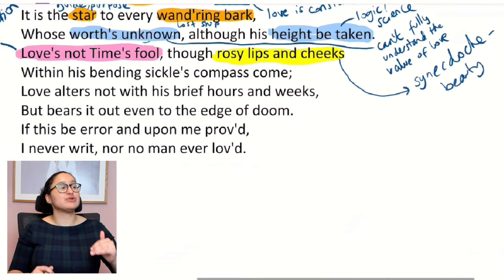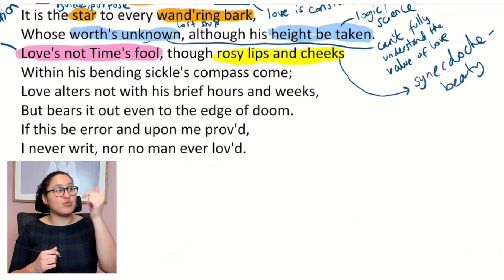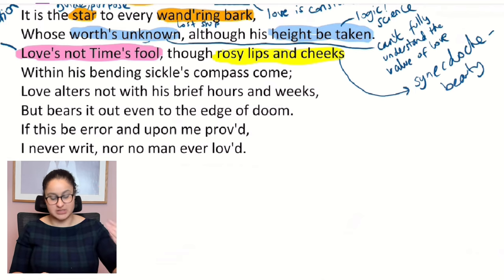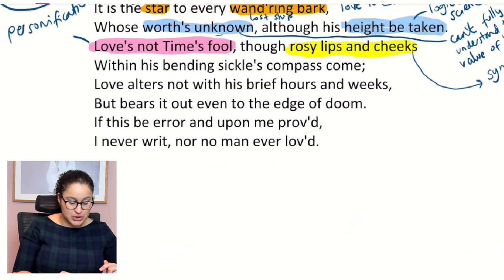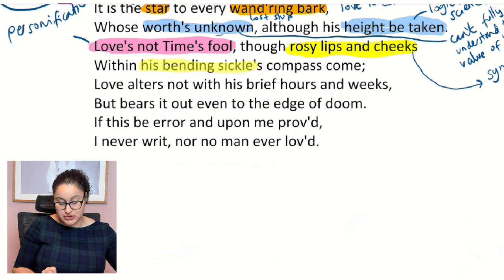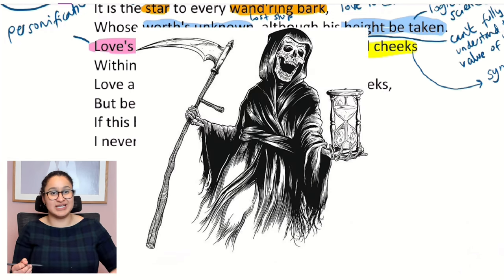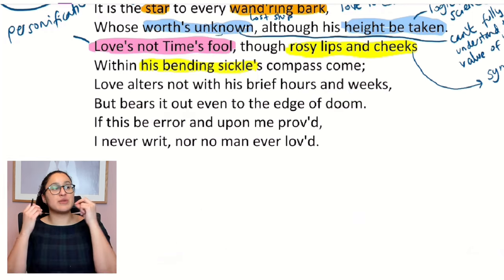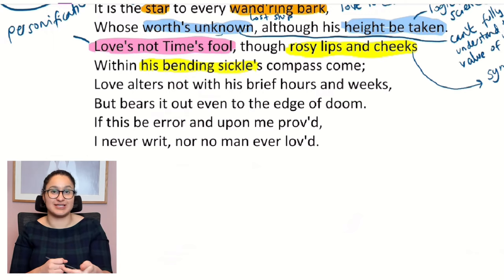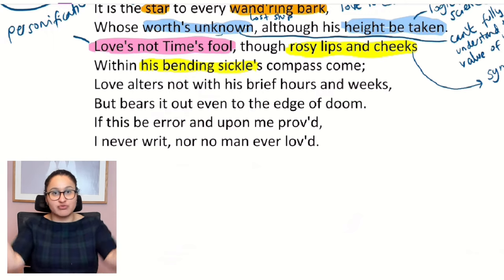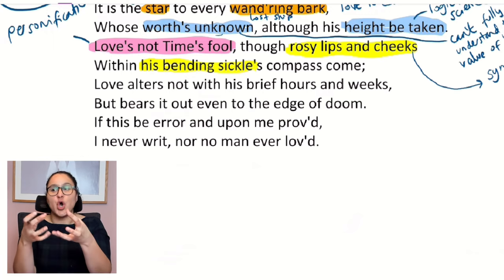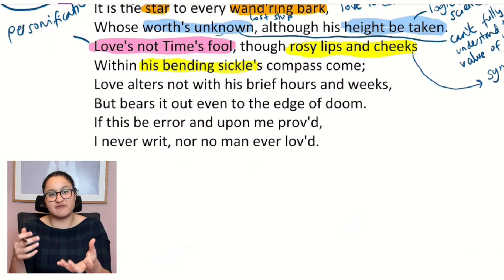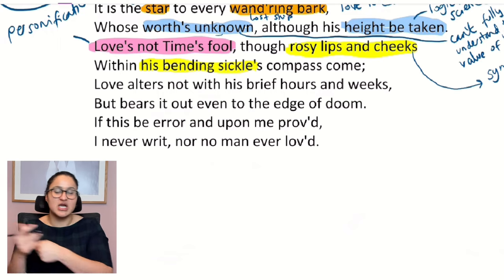He then says, rosy lips and cheeks within his bending sickle's compass come. Now, his bending sickle, who is that referring to? That is referring to death. When you think about the image of death, you might think of the image of the Grim Reaper. What's the Grim Reaper holding? A scythe. Shakespeare's used the word sickle, same concept. So the bending sickle is another synecdoche, because it's taking that whole of the Grim Reaper and focusing in on what he's really associated with, what he's defined by, the scythe he uses to harvest lives.